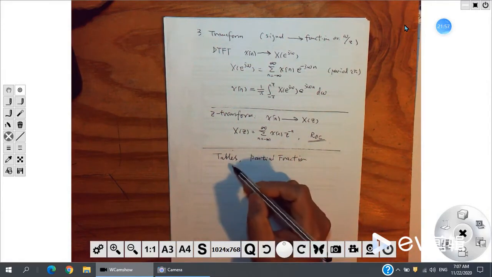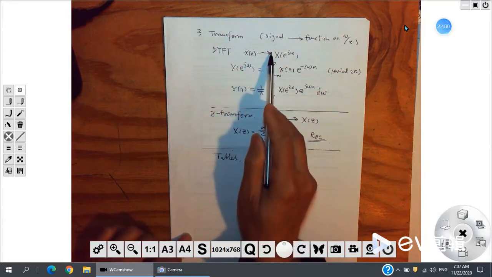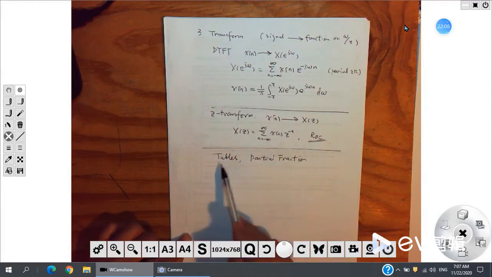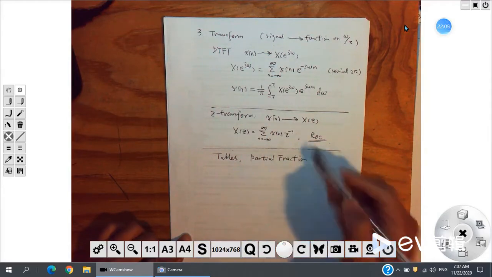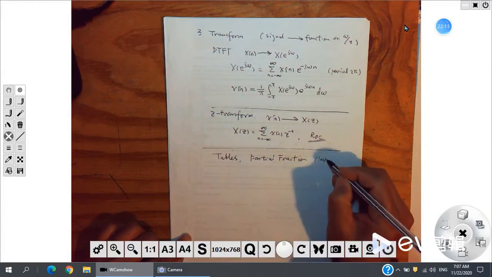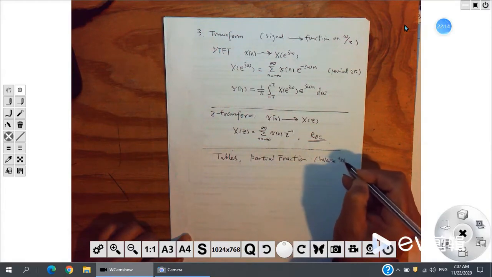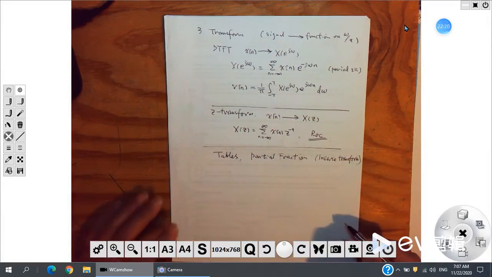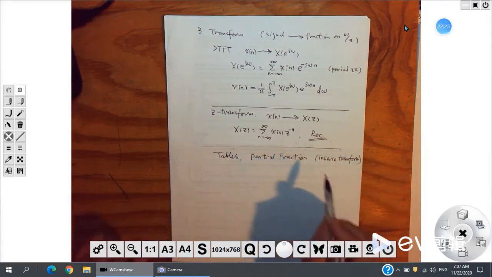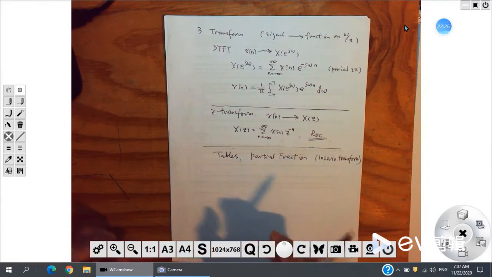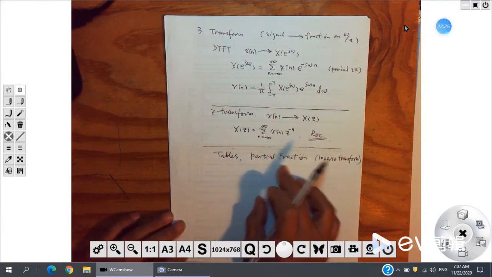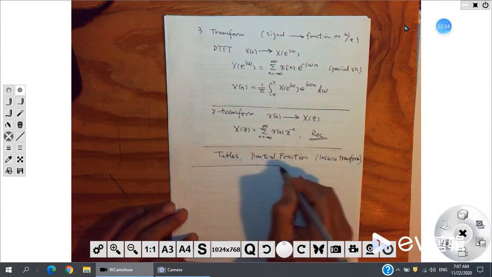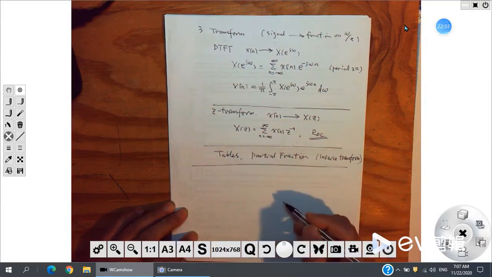Tables, when you calculate both sides for the DTFT or inverse DTFT, for the Z transform or inverse Z transform, you need tables. And the partial fraction is just for the inverse transform. When you perform the inverse Z or Fourier transform, you need to write the fraction as a summation of simple terms, right? Simple fractions, the partial fraction, and then use the table. Okay, so this is a transform. All right, this is part 1 for signals.